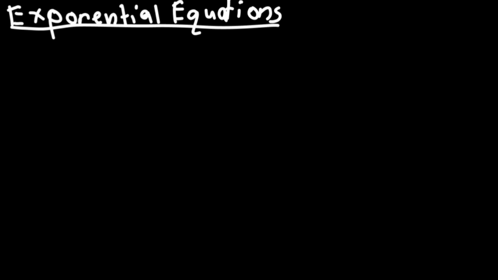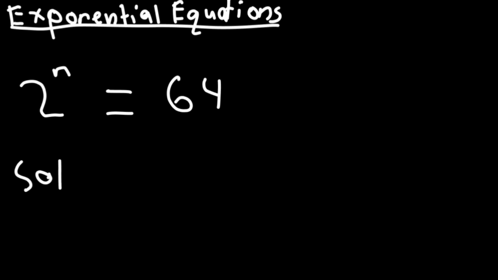So an example is I can have 2 to the power of n is equal to 64. And the question would ask me to solve for n. Now this is a pretty easy question. So the first thing I'd obviously do is just write 64 as a power of 2. So when we're doing questions like these, it is very important to make both bases the same. That is the top priority in exponential equations. Both bases must be the same.